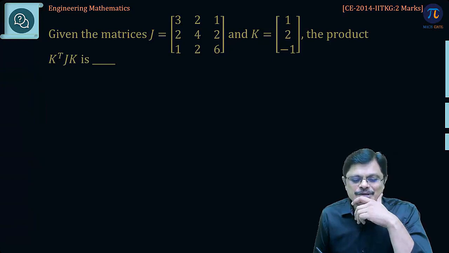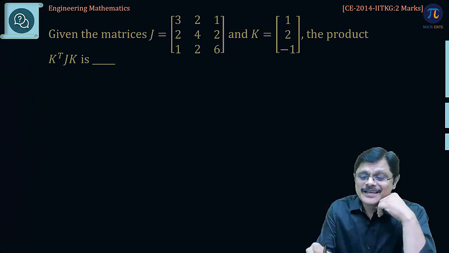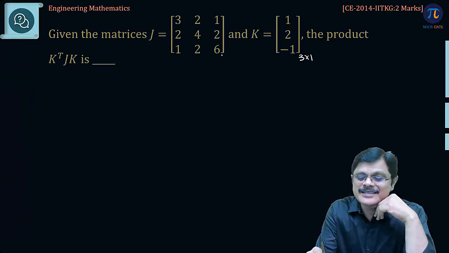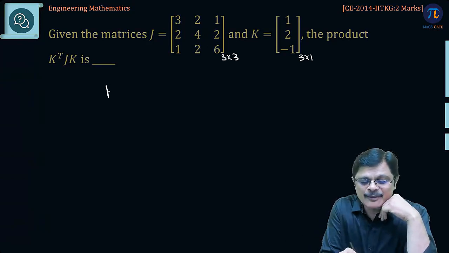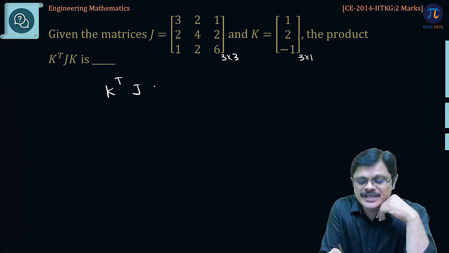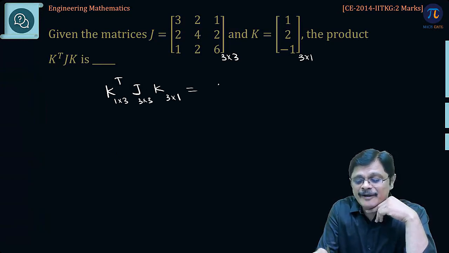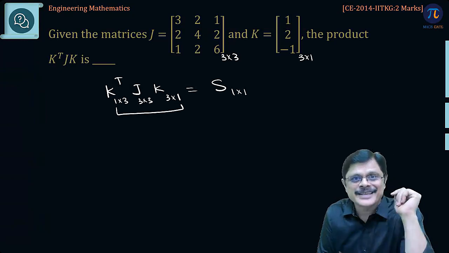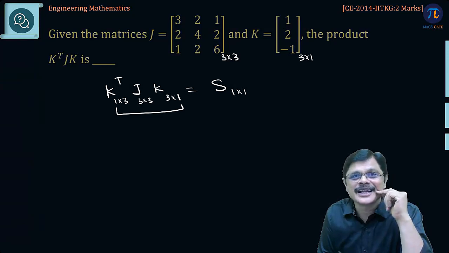This is a very interesting question. He's asking you to find the product K transpose JK. See, K is a 3 by 1 matrix. J is a 3 by 3 matrix. He's asking what is K transpose JK. So K transpose will be a 1 by 3 matrix, J will be 3 by 3, K is 3 by 1. Finally, the final solution matrix will be of order 1 by 1. That is, you are going to get a single element. He's asking what is that single element.